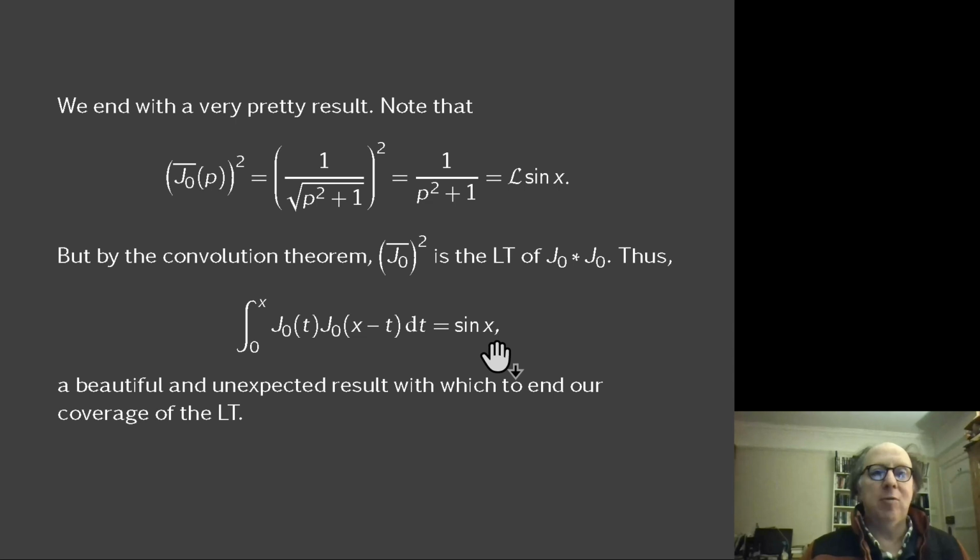Completely unexpected. J0 is really nothing to do with sine x. It looks in a vague sense a bit like a trig function, but only a very vague sense. And then all of a sudden, a result like that comes up. That's why we get out of bed in the morning. It's a beautiful result with which to end our coverage of the Laplace transform.